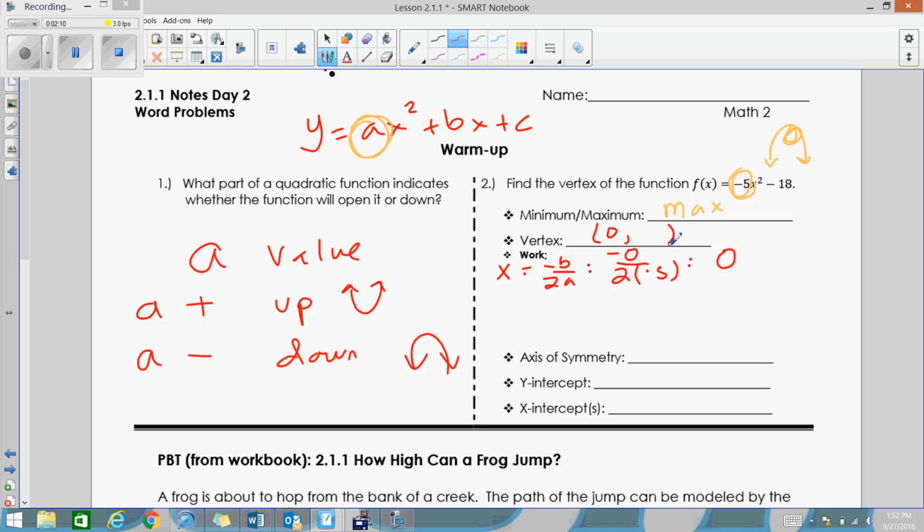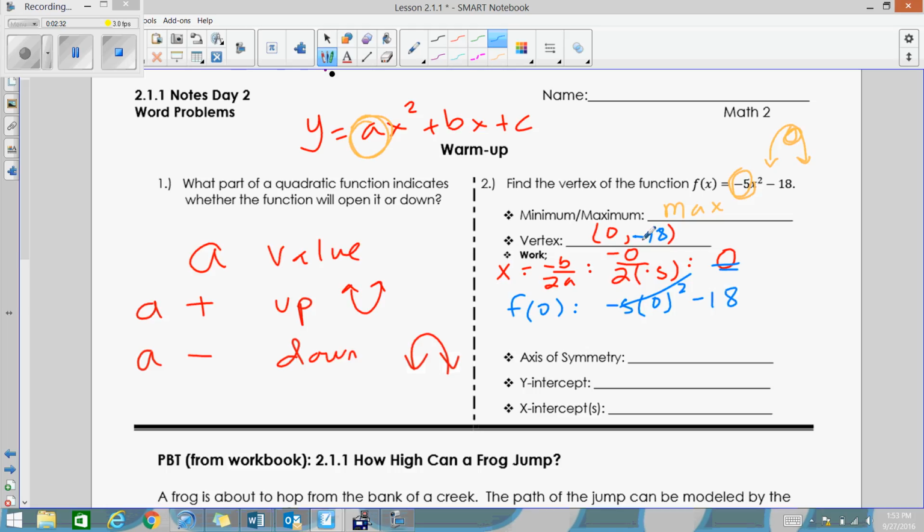Once we find our x value, we're going to substitute it in. So we're going to go f of 0 equals negative 5 times 0 squared minus 18. Well, 0 squared, this is all just going to be 0, so your y value is negative 18. That should be a negative sign. So it's 0, negative 18.